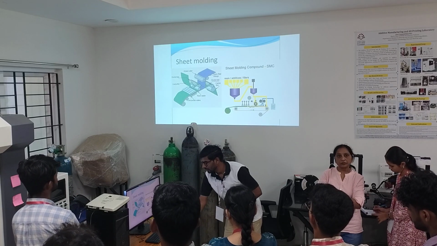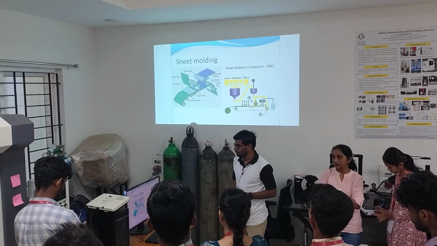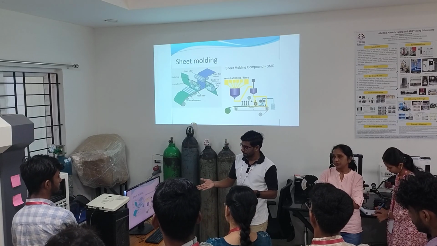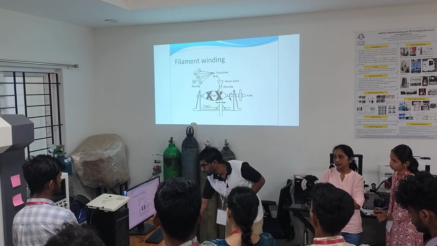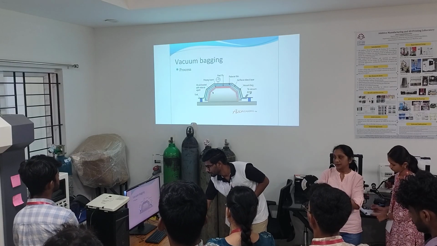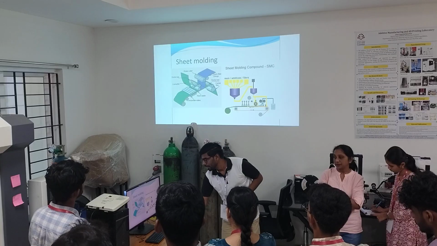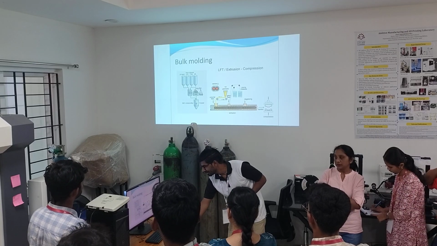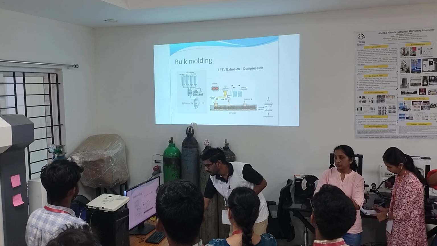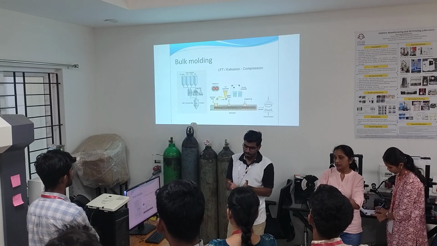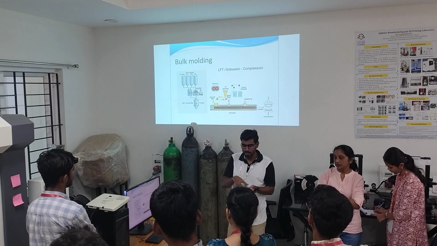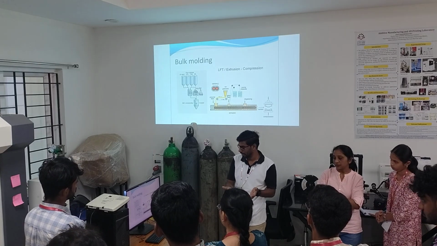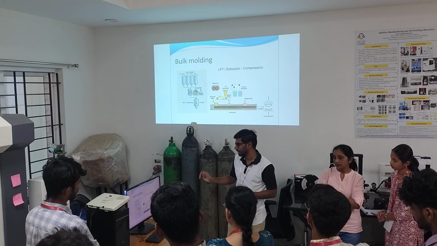Sheet molding, this is almost similar to sheet lamination. So different sheets we have. This is also similar to, I forgot the name, vacuum bagging. The only difference is that we do not apply any kind of vacuum here, we just press it with the help of rollers. Then bulk molding, we have fibers and resin together, a kind of bulk mixture, and then we place it in this mold, and then press it, and we get the final component.